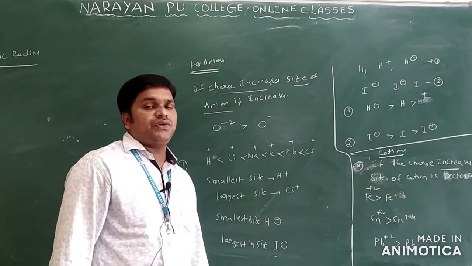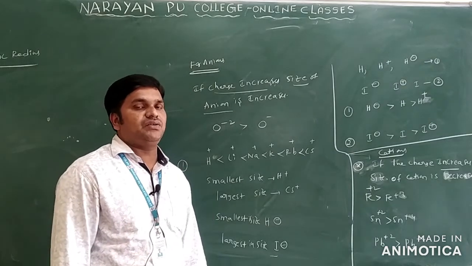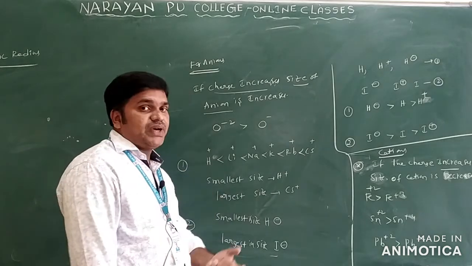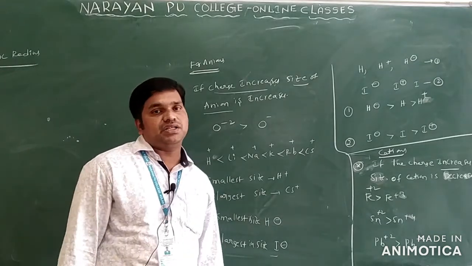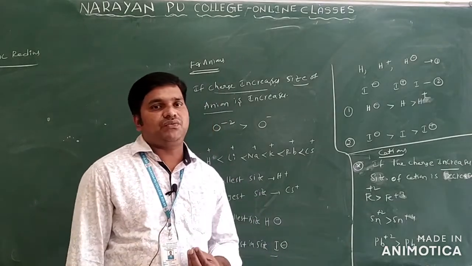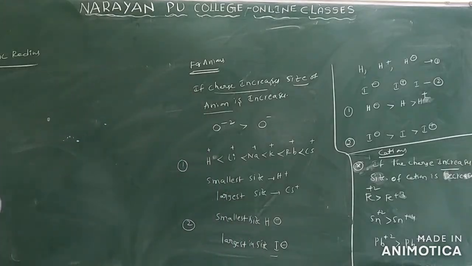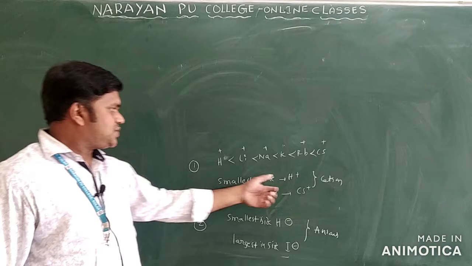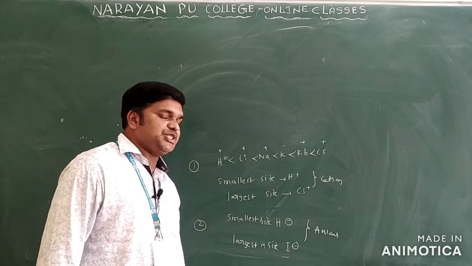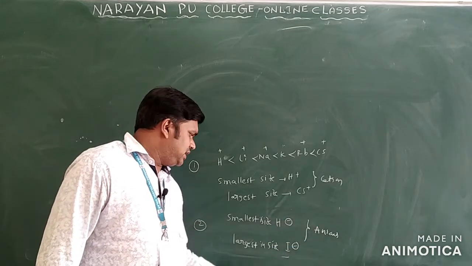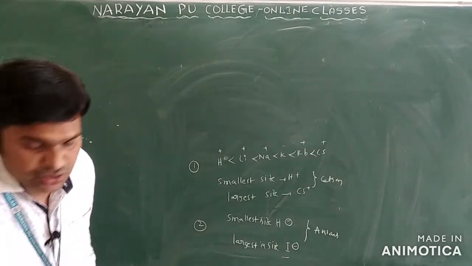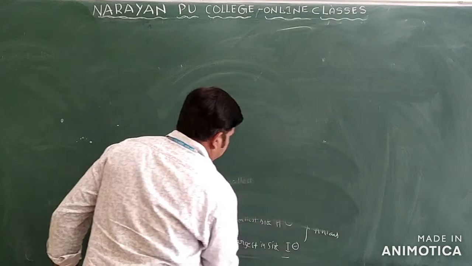Smallest size of cation is H plus, largest size of cation is Cs plus, smallest size in case of anions is H minus, and the largest is I minus only. So this is regarding ionic radius only. We discussed the different examples. This is the charge for the cation, this is the charge for the anion. Cation with smallest size H plus, cation with highest size cesium. Anion with the smallest size H minus and anion with the largest size I minus only.